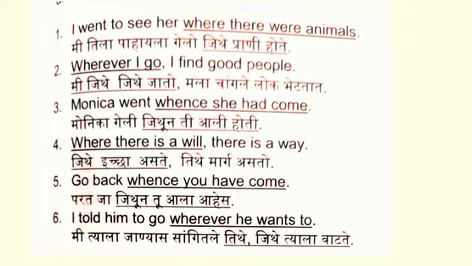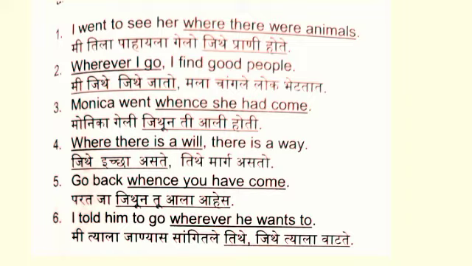In the third sentence, Monica went when she had come. When she had come is the adverb clause of place because it indicates the place of the action. In the next sentence, that is sentence number 4, where there is a will, there is a way. Where there is a will is an example of adverb clause of place because it indicates the place of an action. In the fifth sentence, go back whence you've come. Whence you've come is the adverb clause of place because it again indicates the place of action.